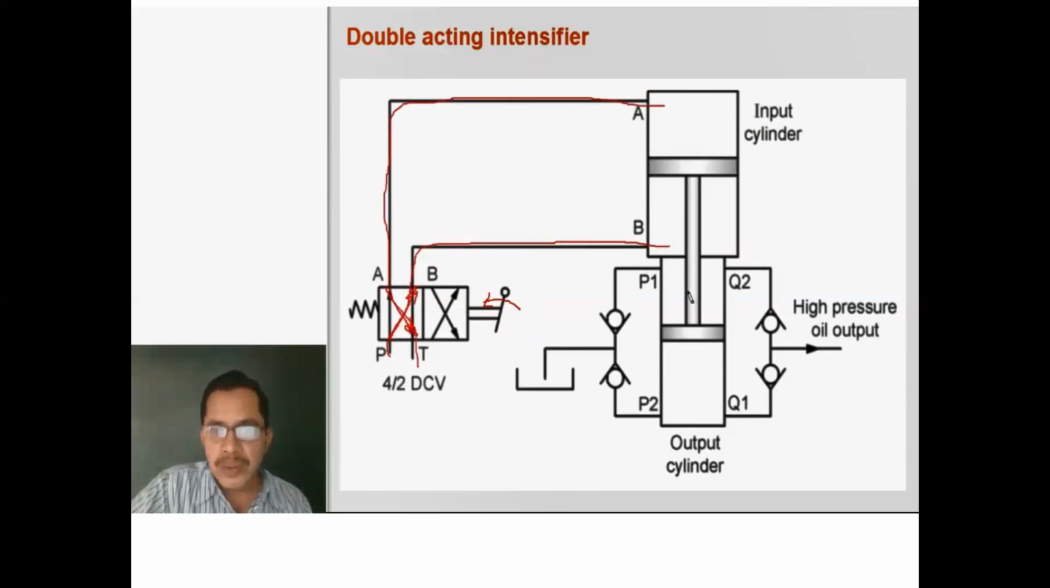During that stroke, piston will move in upward direction and oil is sucked from the reservoir to P2, the port at bottom of this particular small cylinder. Oil is sucked into the bottom of the small cylinder, and from top, oil which is there above the piston in the small cylinder will flow out to Q2, and it is given to the system.